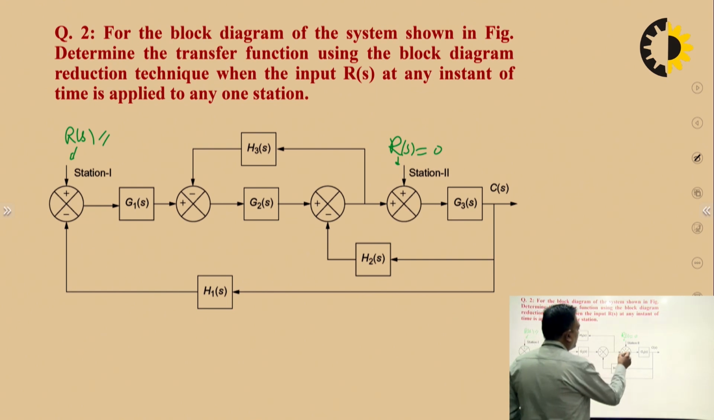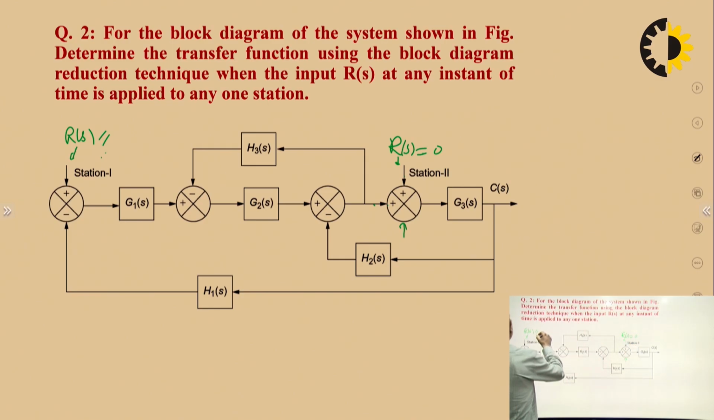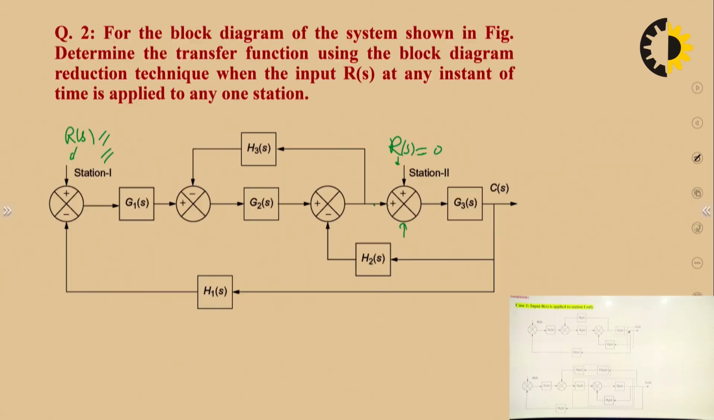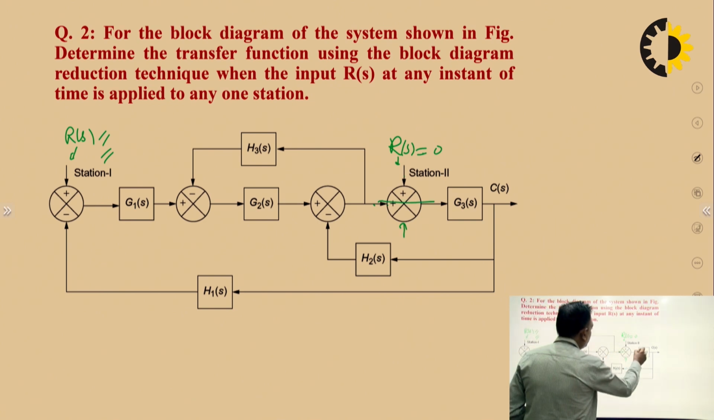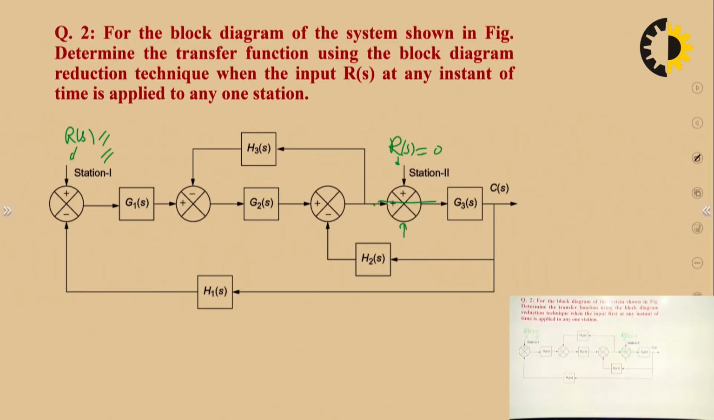So why are we using this summing point here? We are using it because we want to add this signal with this signal. But when this signal is 0, there is no need of this summing point when the input is applied at station 1. So input Rs is applied to station 1 only. When this is the situation, you can see the changes in the block diagram here. This summing point is basically eliminated because it is not required now. Other things are the same.